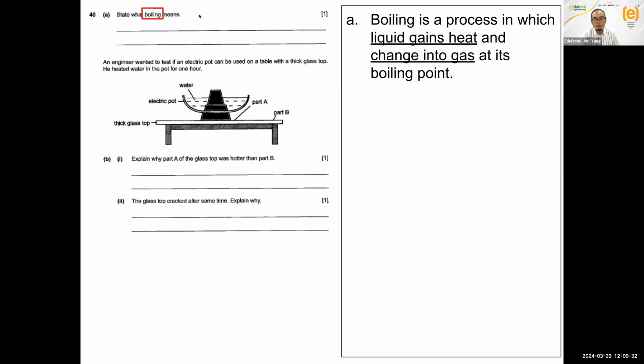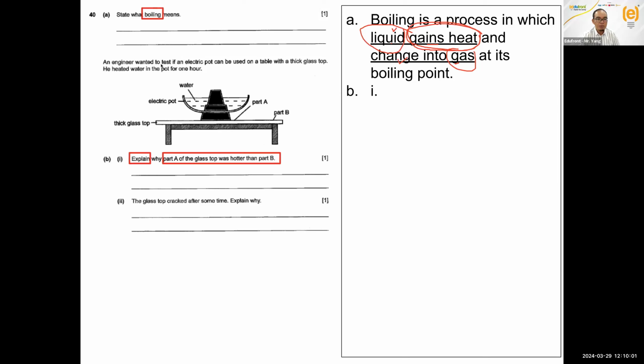Okay, so you know from P5, under the topic of water, boiling is the process in which liquid gains heat and changes into gaseous state or gas state. It's a change of state from liquid to gas. So these are the keywords that must be part of your answer, as well as this, gain heat. Many students miss out this part here, gain heat. Okay? Now part B, they ask you, explain.